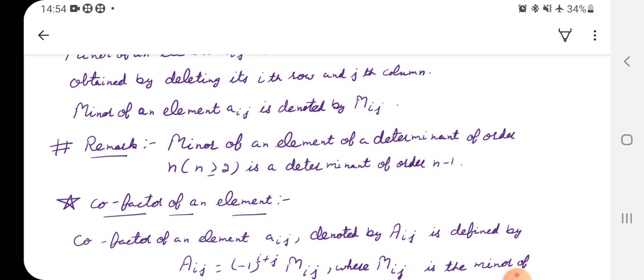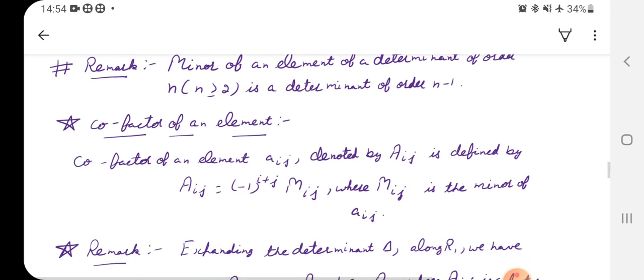Why it is? Because minor of an element of determinant of order n. Now if we have a determinant of order n and we are finding the minor of any element, we are deleting one row and one column. So one column will be lesser and one row will be lesser. So we will get n minus 1 cross n minus 1. So we will get a determinant of order n minus 1.